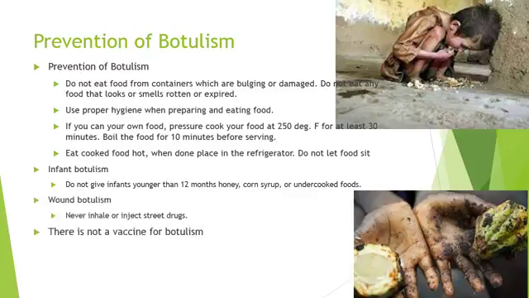And then in prevention of wound botulism, really the most common thing is that you should never inhale or inject street drugs. And I think that's also pretty basic. That goes along with your personal hygiene. As long as you can stay away from drugs, you can stay away from contracting botulism. And as I pointed out, there is not a vaccine for botulism. So as I stated, be sure to prevent it by performing these methods above.